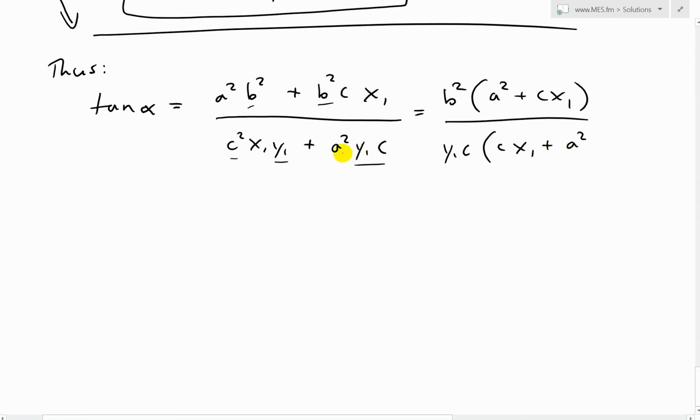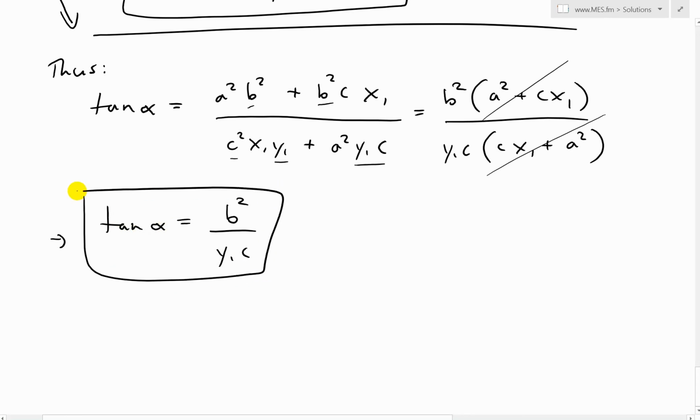Actually, everything is gone but the a squared there. This is the same thing as the top part, so this cancels with this. We're left with a b squared over a y1 c, like that. So this is our tan alpha. Put it over here, and there is our answer there.